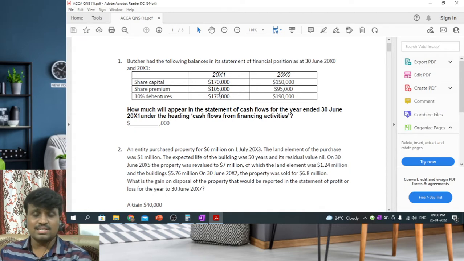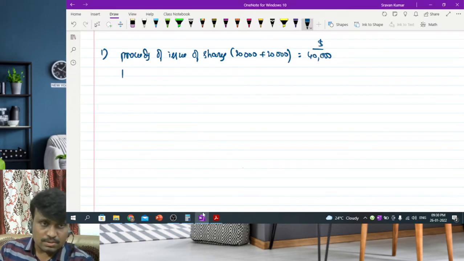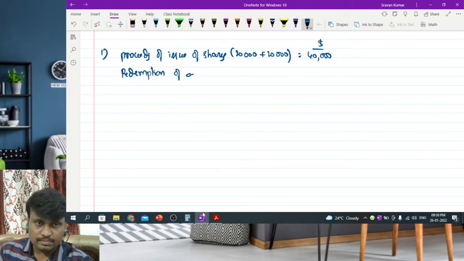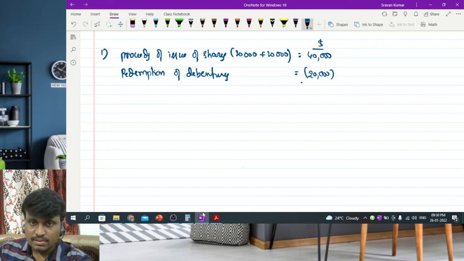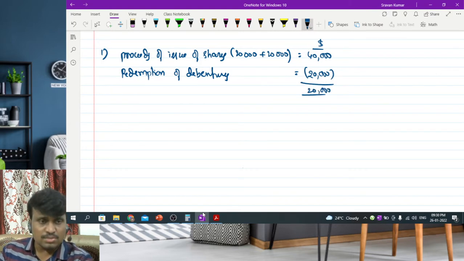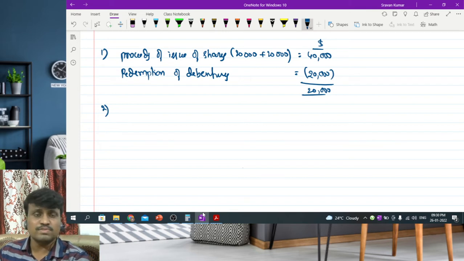In the current year 1 lakh 70, means 20,000 reduced. It means what? Redemption of the debentures. So 20. What is the net cash flows? Net cash flows from financing activity.